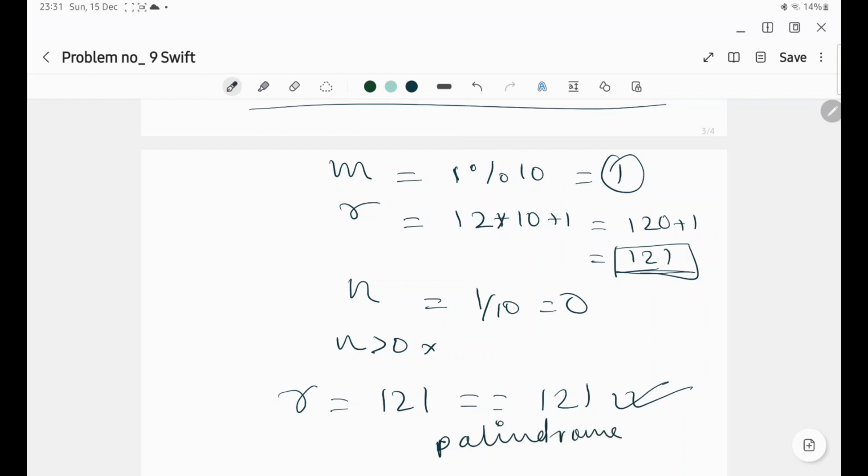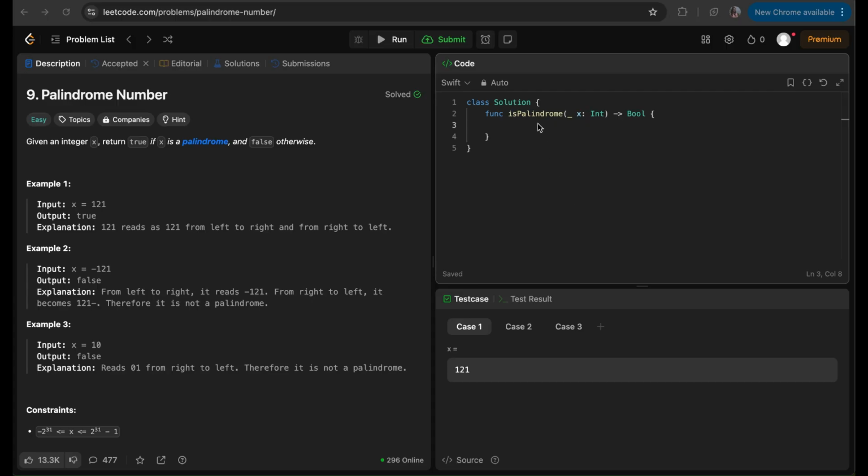Let's solve this question using Swift in LeetCode. So first we check if the number x is less than 0, we return false, because as we discussed, a palindrome cannot be negative.